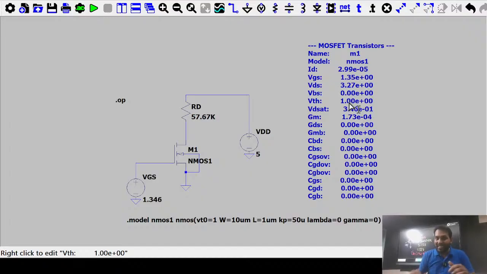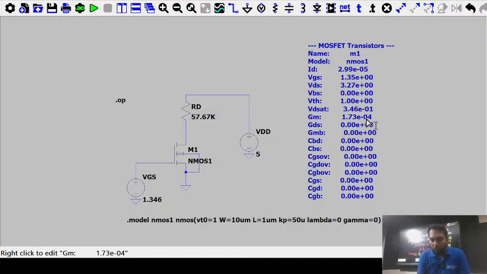And let's talk about transconductance, that gm. So gm is equal to 1.73 into 10 to the power minus 4. If you are calculating, this is 173. What is the gm value? I am just checking that. So yes, that is 173.41 microsiemens. This is 1.73 into 10 to the power minus 4. So the transconductance is 173.